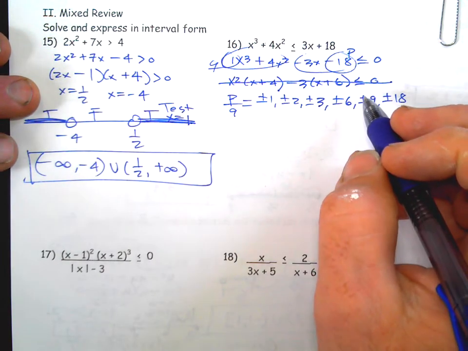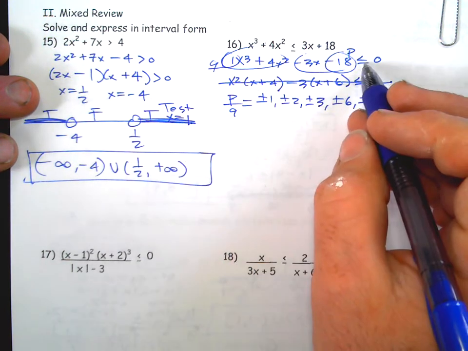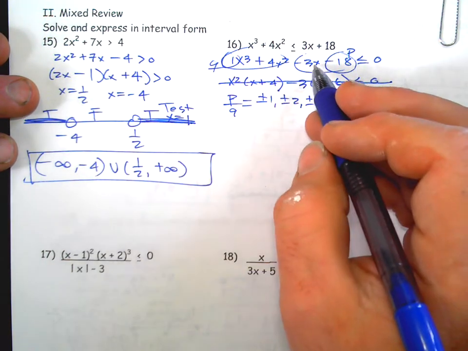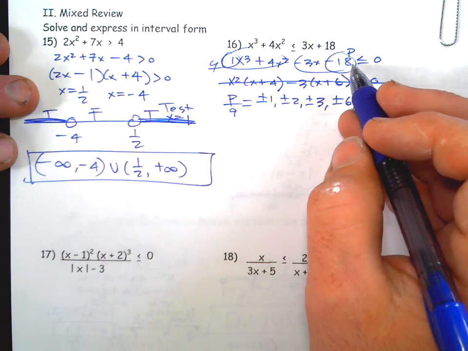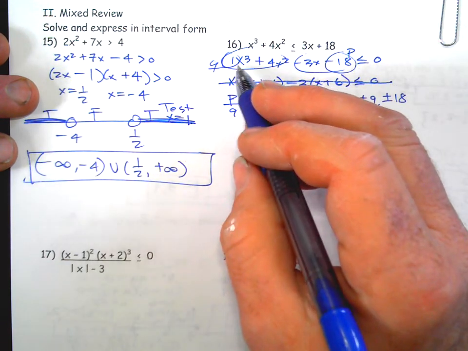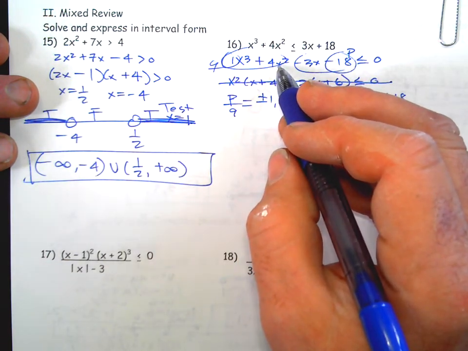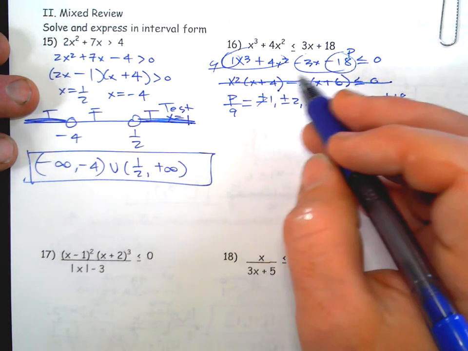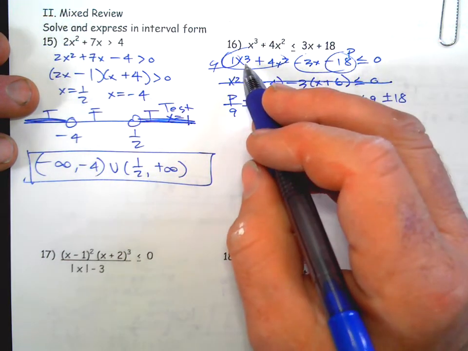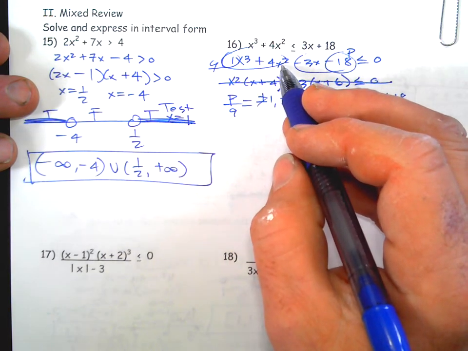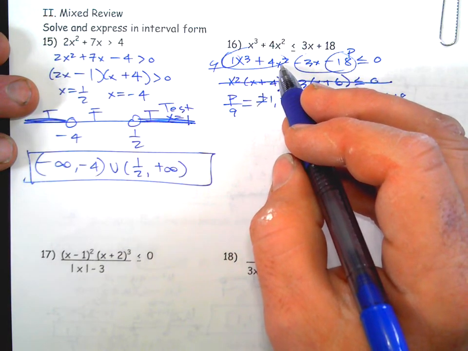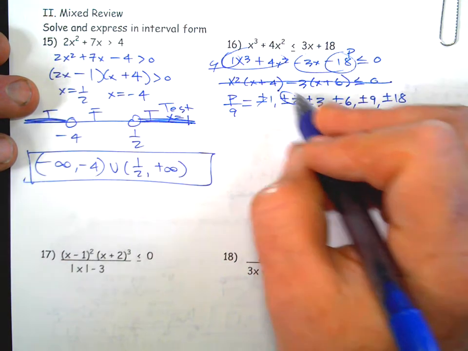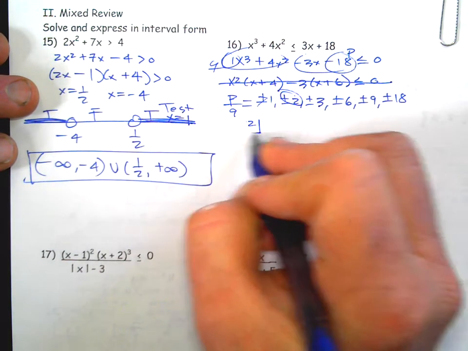I'm going to start at the beginning of the list, smallest numbers, positive ones first until I find one that works. So I've got to plug these in here until one of them gives me a 0. If I plug 1 in, I get 5, minus 3 is 2, minus 18 is negative 16. Nope. How about negative 1? Negative 1 plus 4 is 3, plus 3 is 6, minus 18 is negative 12. Nope. How about positive 2? 8 plus 16 is 24, minus 6 is 18, minus 18 is 0. Positive 2 works. That's the root.